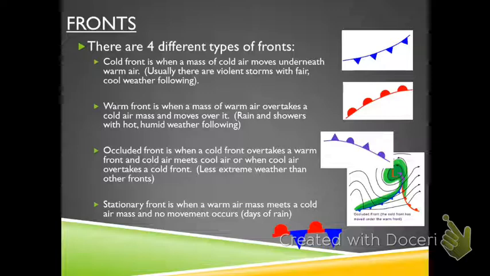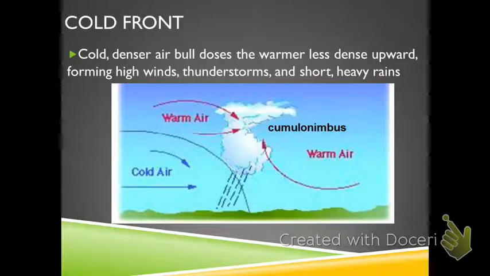Although the frontal boundary does not move, the air masses may move parallel to the boundary. Stationary fronts can also produce significant weather and are often tied to flooding events. Stationary fronts are represented on a weather map by alternating red and blue lines, with blue triangles and red semicircles facing opposite directions.